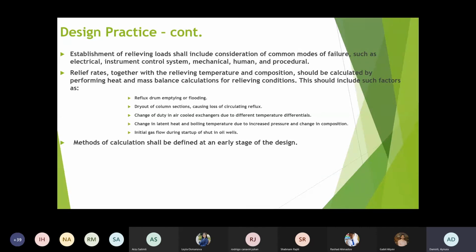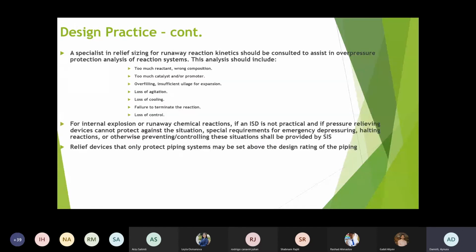Again, continuation for design practice. Specialists in relief sizing for runaway reaction kinetics should be consulted to assist in overpressure protection analysis systems. Analyses are below: too much reactant, wrong composition, too much catalyst or promoter, overfilling, insufficient usage for expansion, loss of agitation, loss of cooling, failure to terminate the reaction, loss of control.